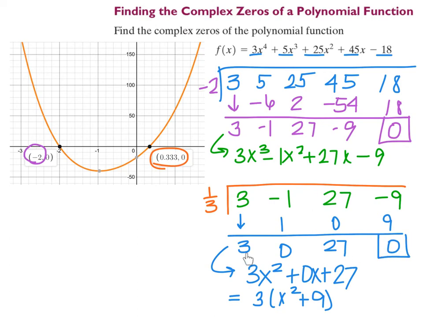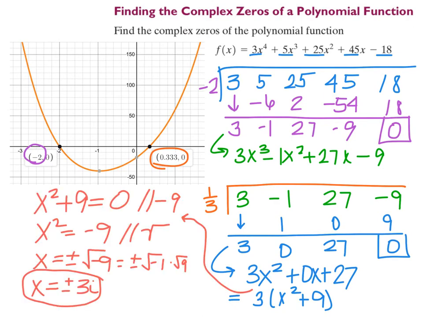I get a 0 remainder. So that leaves me with 3x squared plus 0x plus 27, which I could take a 3 out of and get x squared plus 9. We can't factor that. Those will give us complex zeros, so I found the other two. So these will both be multiplicities of 1. So in factored form, it would be x plus 2 to the first, x minus 1/3 to the first, and then 3 times x squared plus 9. But if we're looking for the complex zeros, I would have 2 of them already, negative 2 and 1/3.